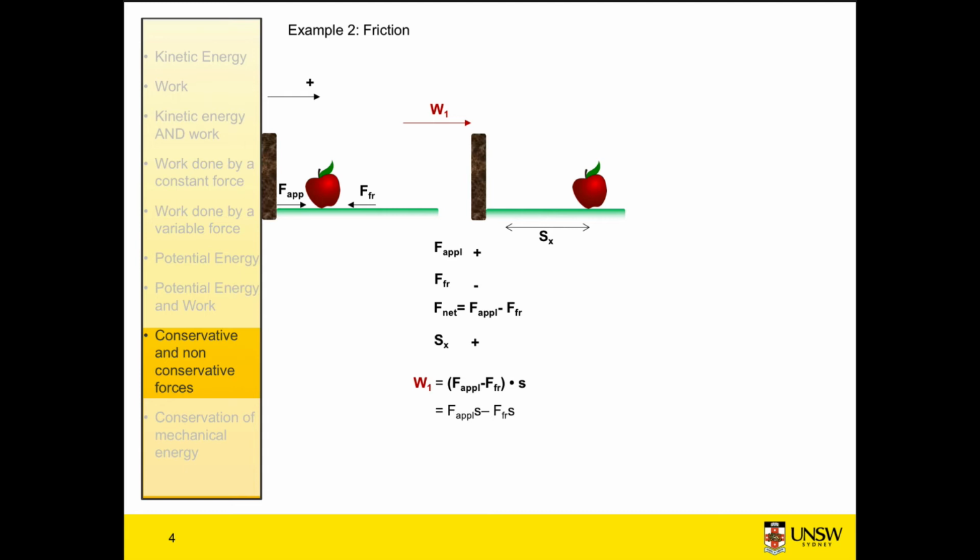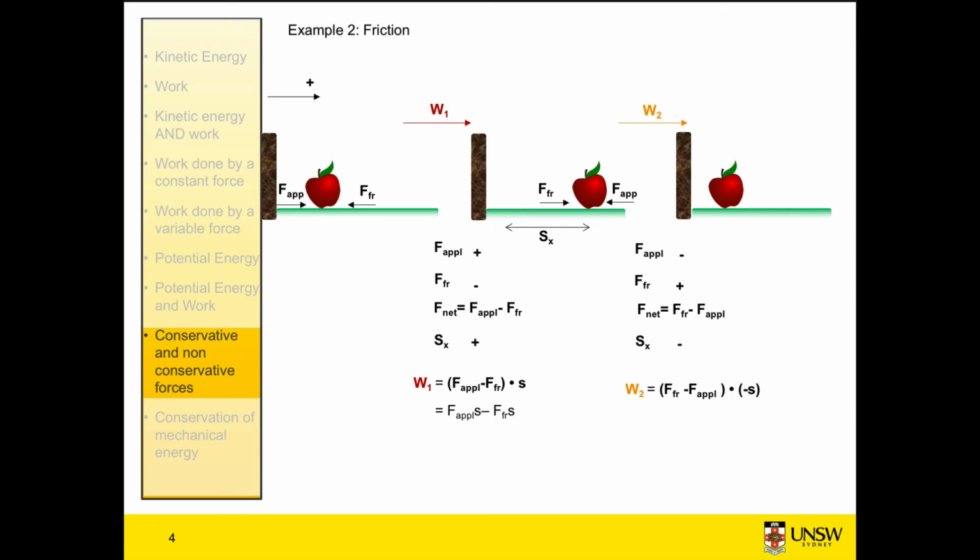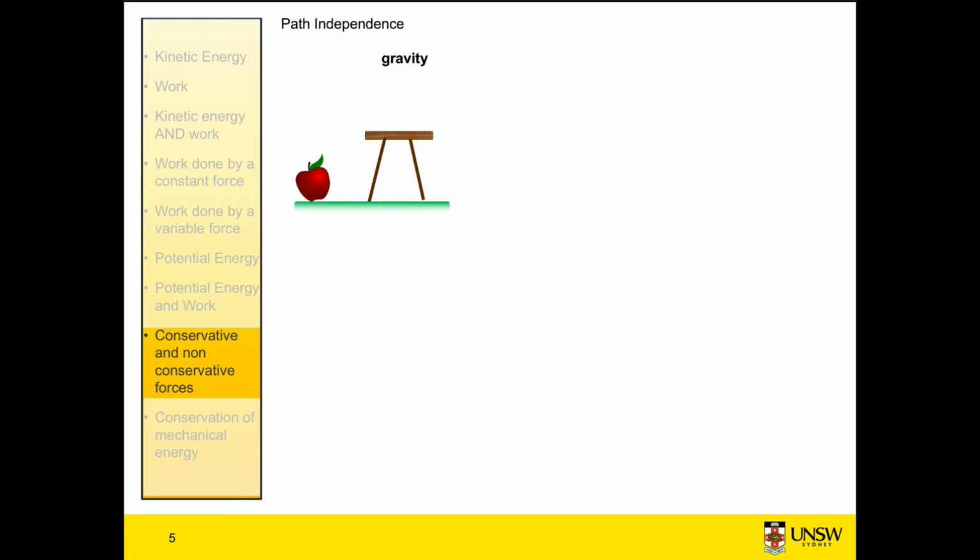Returning the apple back to its original position by pushing it along the ground, we calculate that work too by the same method. So in this case, friction is acting in the positive direction and the applied force is in the negative direction. Since the displacement is also in the negative direction, we get that our work done in the second case is equal to this. So the sum of W1 plus W2 is in this case non-zero.